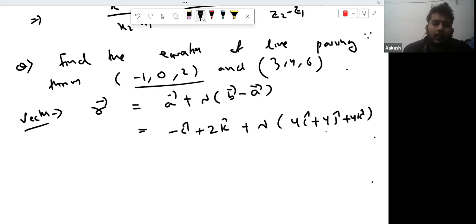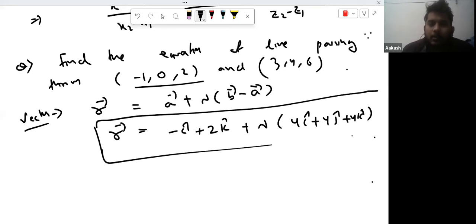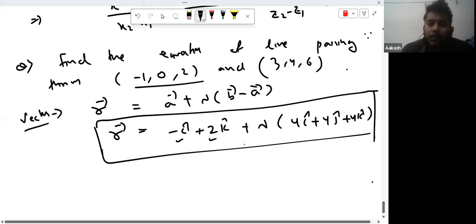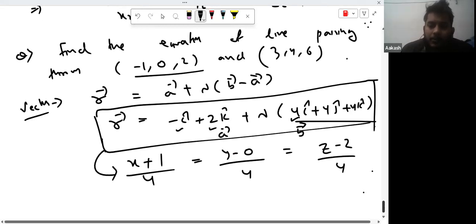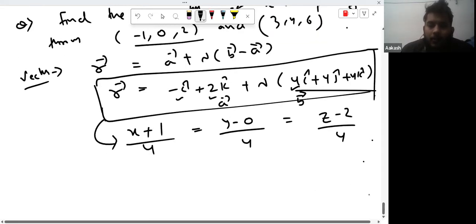Now if you have to convert this into Cartesian form, see, once you get the vector form, then Cartesian form is absolutely easy to convert, right? Because this is the passing point and this is the parallel vector. So we can say (x plus 1) by 4, right? This is the a vector, this is the b vector, first form, if you remember. And this equals (y minus 0) upon 4 equals (z minus 2) upon 4. This step is clear? How we got this? Yes, sir. Okay.